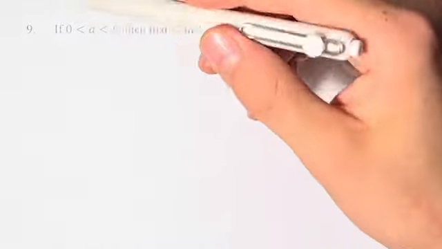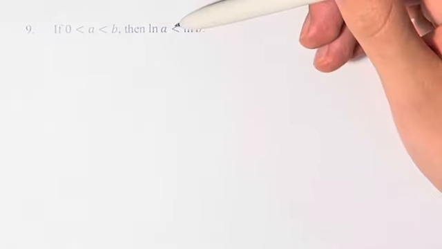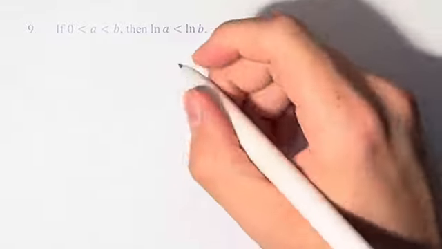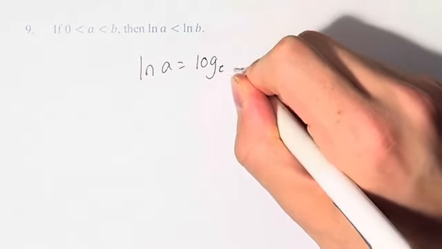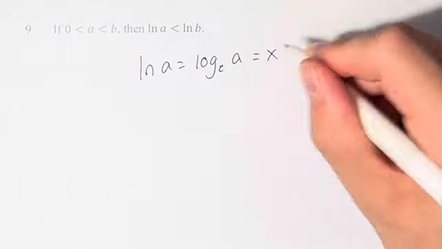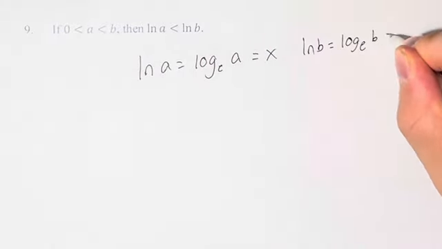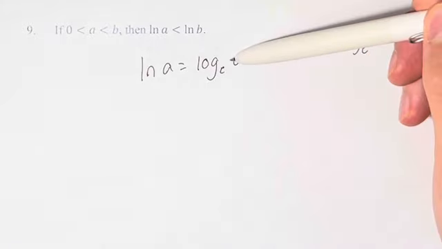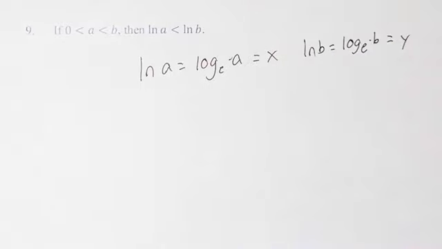In this problem, we're asked, if 0 is less than a is less than b, then is the natural log of a less than the natural log of b? So to figure this out, we need to say, okay, the natural log of a is equal to log base e of a, and let's just call this equal to some value x. And ln of b, which is log base e of b, equal to some value y. If we know that a is less than b, is this whole thing, and therefore is x less than y?